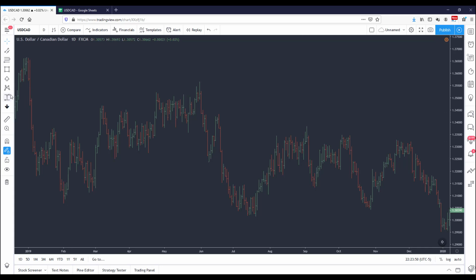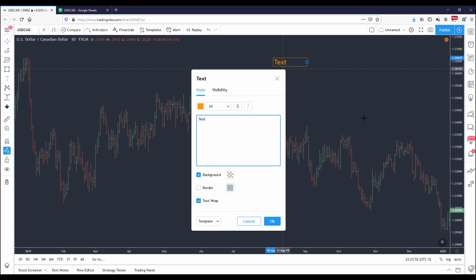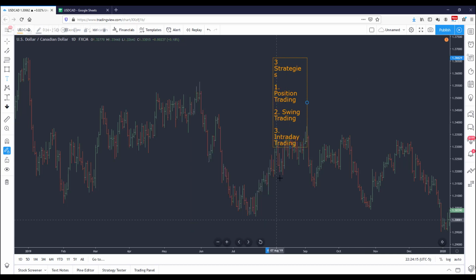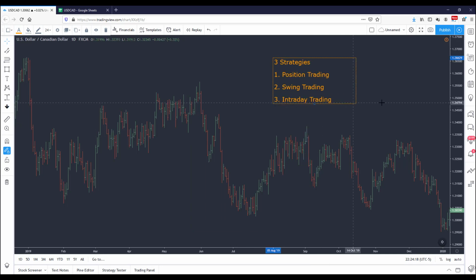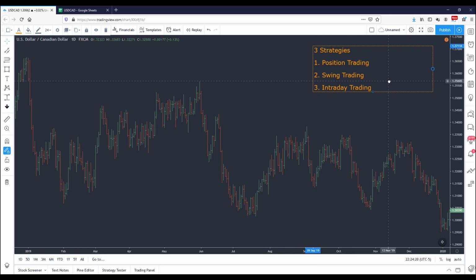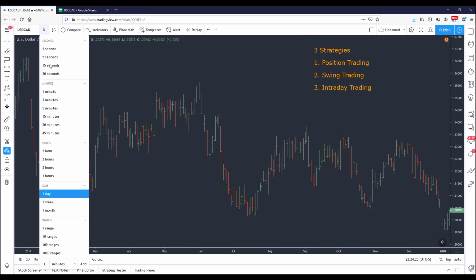So the first thing to note is that Gann had 3 strategies. The first strategy is what we would call the position trading strategy. And second is what we would call swing trading. And the third one is the intraday trading method. Okay, and I'll give you quick examples of what this entails. So first, Gann's position trading strategy.